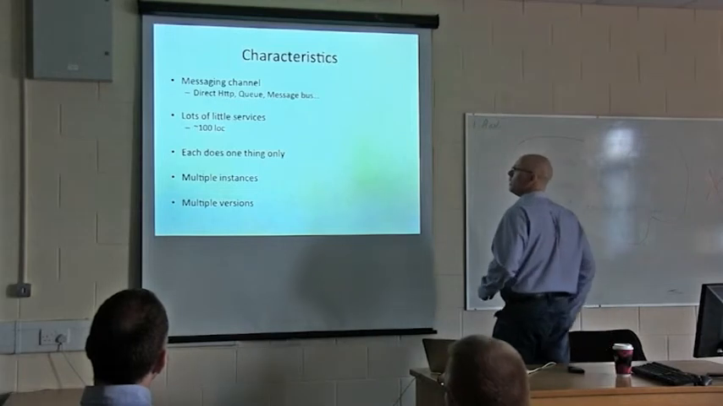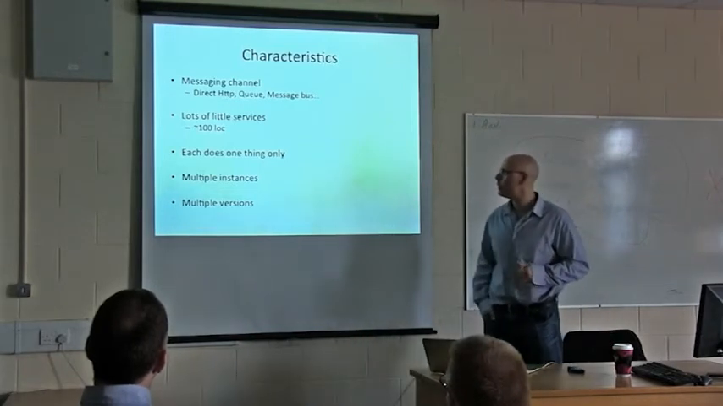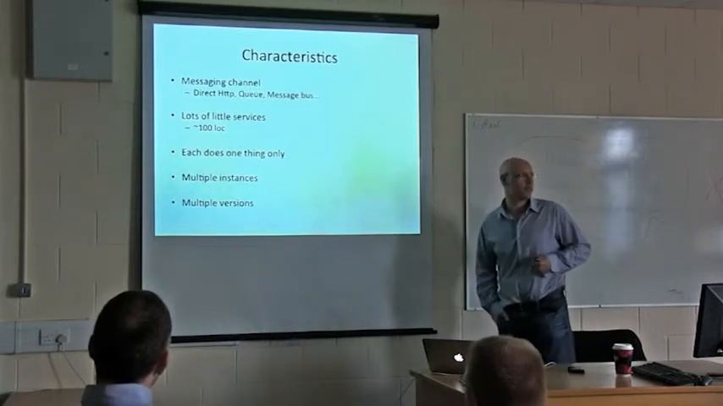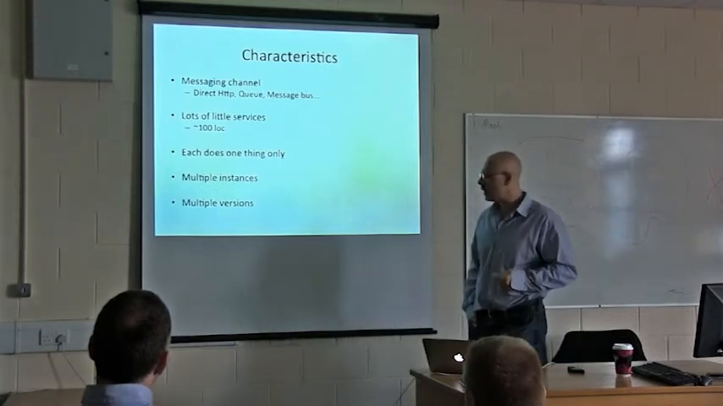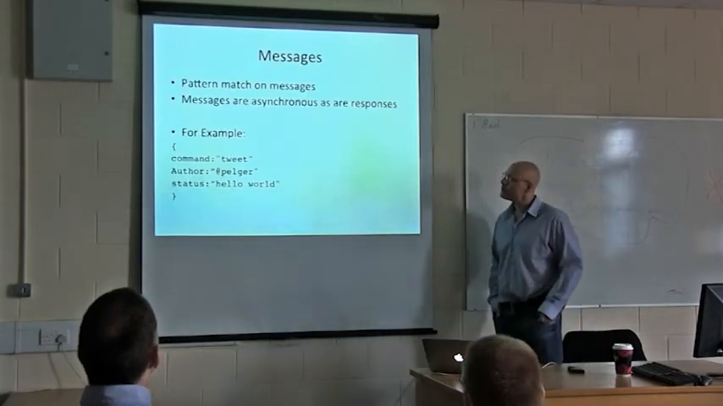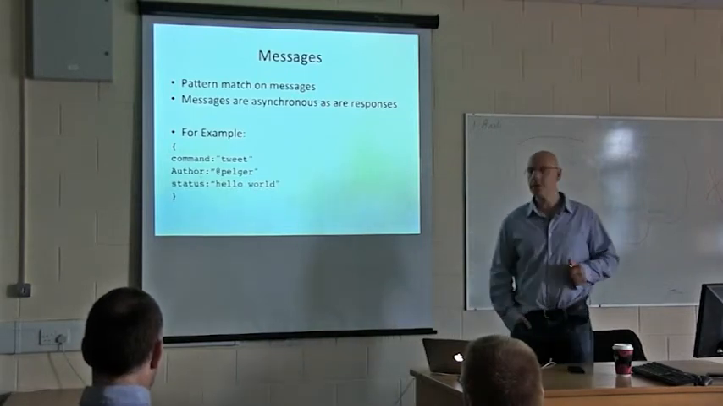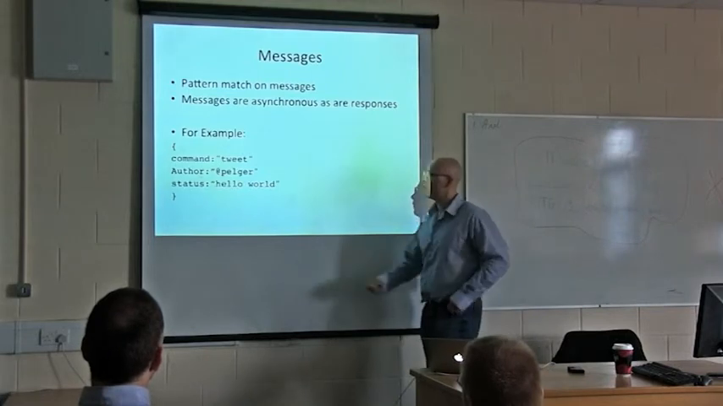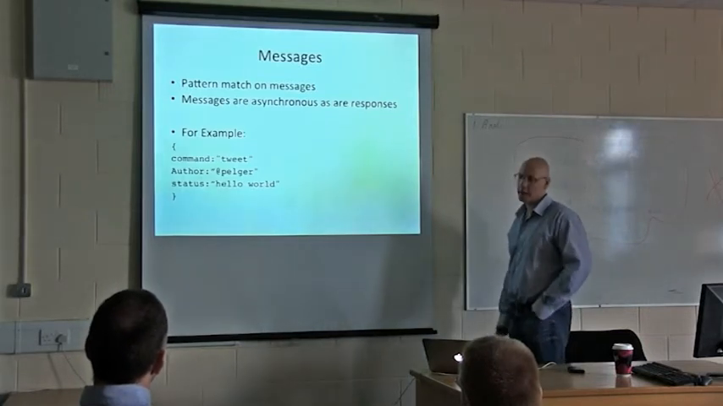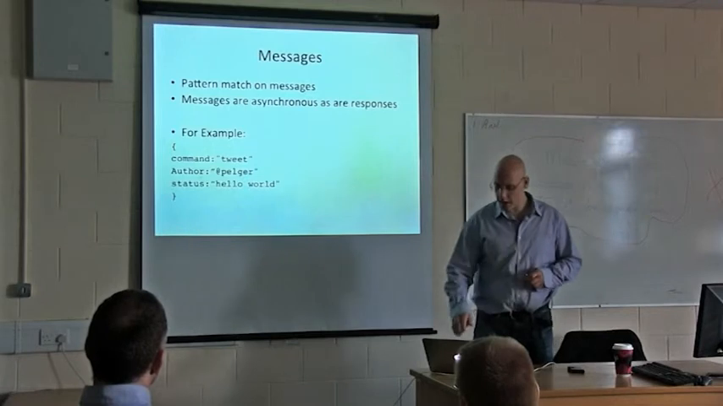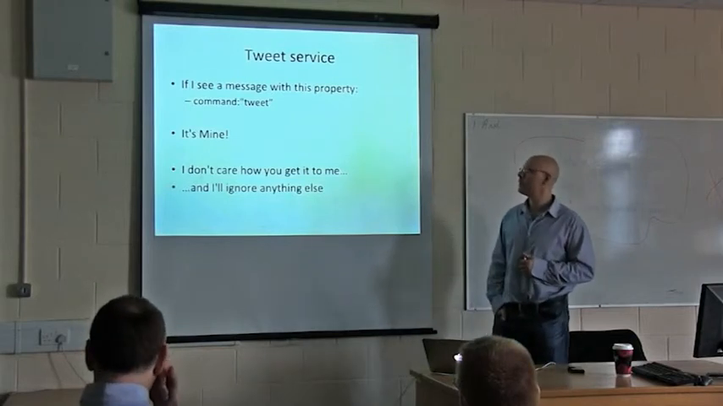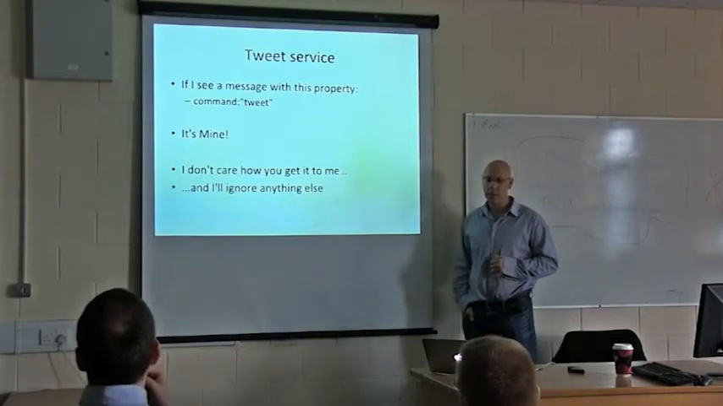So the characteristics, as I said, we've got some kind of messaging channel, could be direct HTTP, queue, message bus of some kind, lots of little services, each doing just one thing. We can have multiple instances of those services for scale across the bus. The way we approach it is that we pattern match. So when you want to execute a service, we place some JSON onto the bus. For example, you might place a tweet command with some data onto the bus. That will be picked up by services. And because of the pattern matching nature of the services, when the tweet service sees a tweet command, it takes it and executes it, and it will ignore anything else.